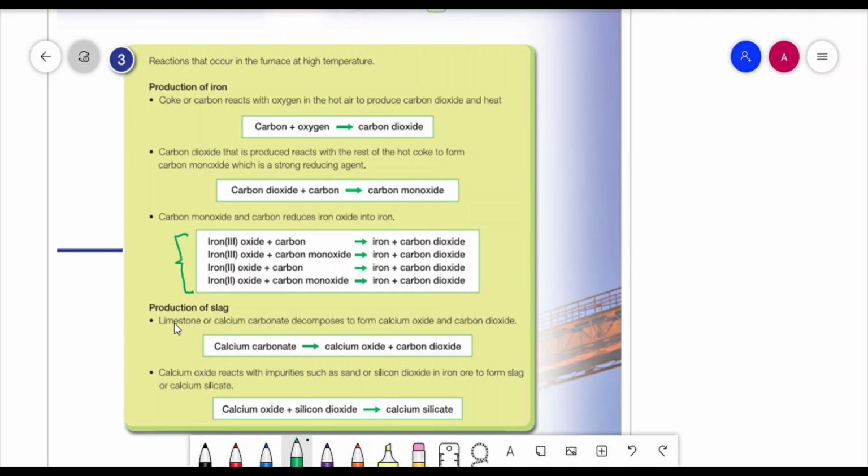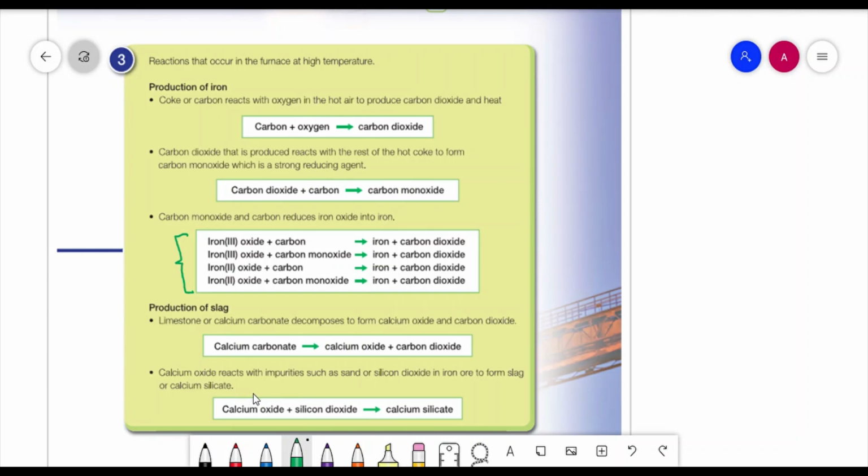Production of slag. Slag is a byproduct from this reaction. Byproduct means the product that we don't want. Production of slag: limestone or calcium carbonate decomposes to form calcium oxide and carbon dioxide. Calcium carbonate is heated and it will decompose to form calcium oxide and carbon dioxide. Calcium oxide reacts with impurities such as sand, silicon dioxide, in the iron ore to form slag, or calcium silicate.